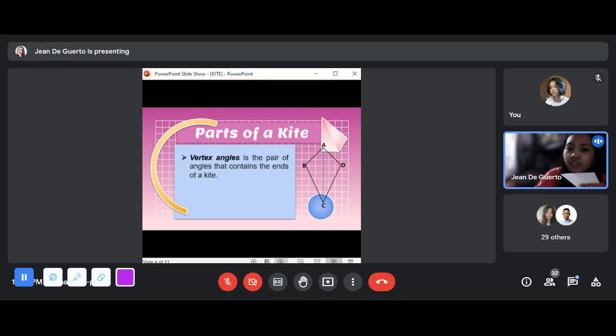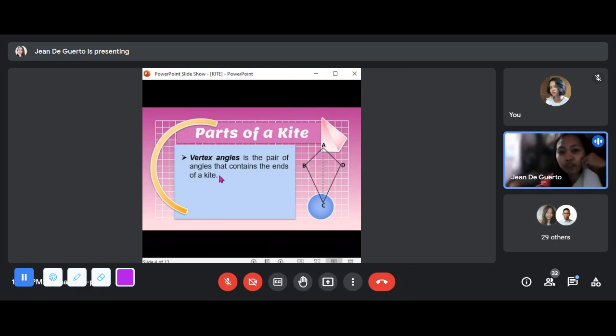Next is the vertex angles. When we say vertex angles in a kite, it is the angle that contains the ends of our kite. So if this is one end, this is also the other end. The angle that contains the end is a vertex angle. Since there are two ends, we have two vertex angles.